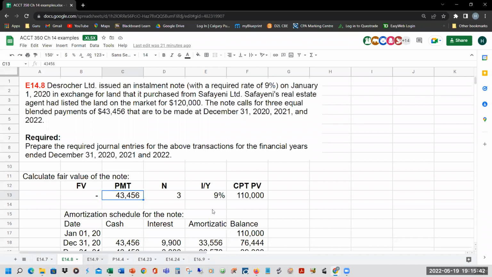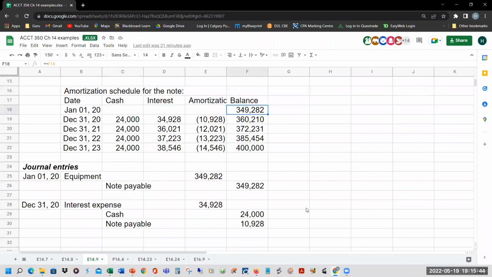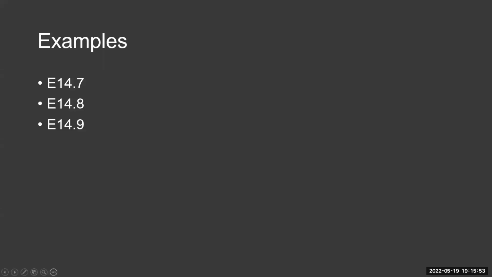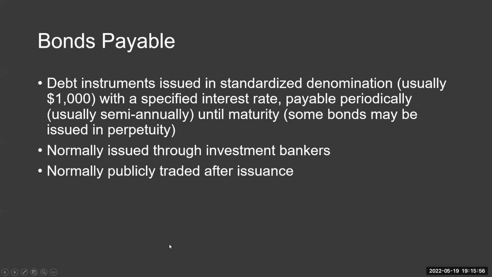All right. So that was the third of the examples, and good discussion, but I think I'm going to have to move on and get us taking a look at bonds payable, which is going to be the lion's share of this particular chapter. So bonds payable are like notes payable. With a note payable, the company issuing the note owes money to the other party that holds the note.